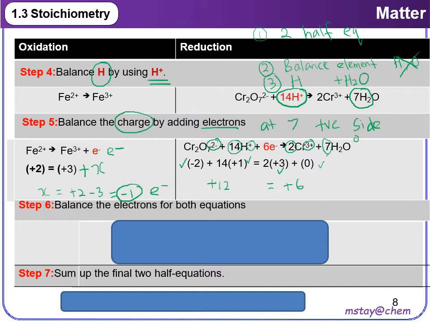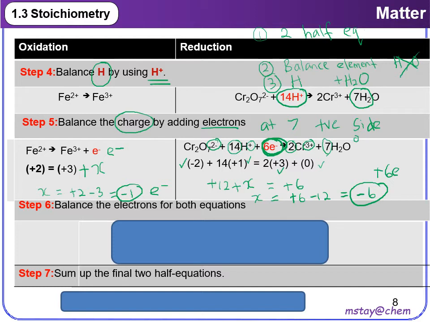So positive 12 and positive 6, positive 12 is more positive. So doing mathematics, x will equal to positive 6 minus 12, equal to negative 6. Negative 6 means that we are going to add 6 electrons at this side. Okay.